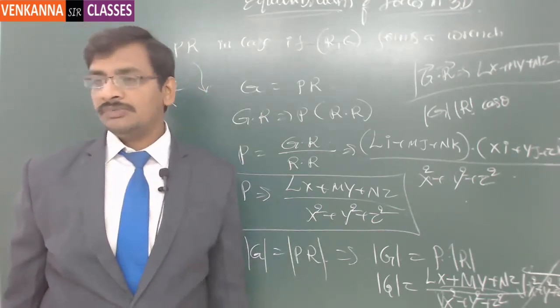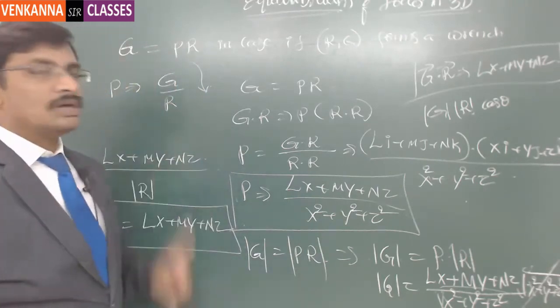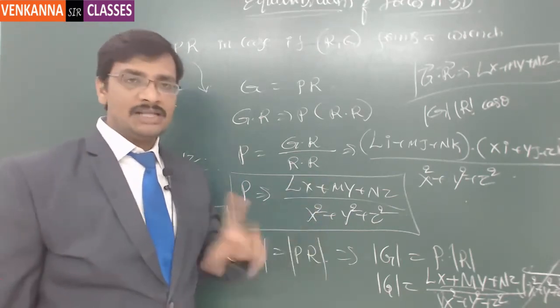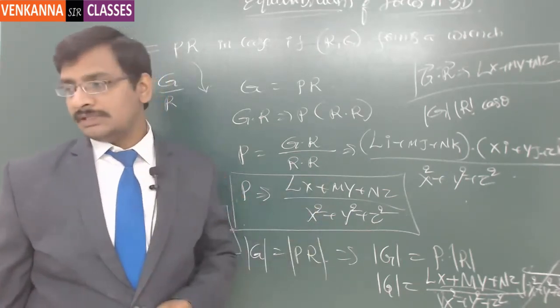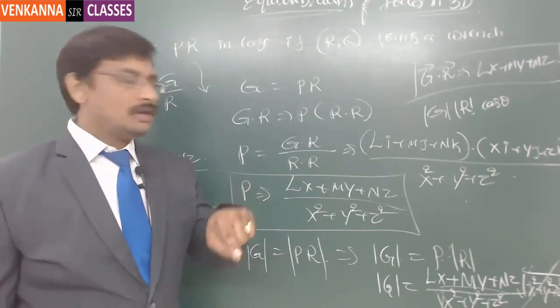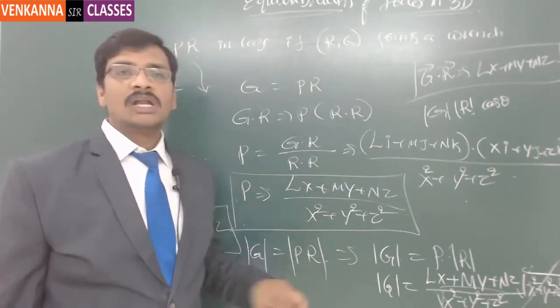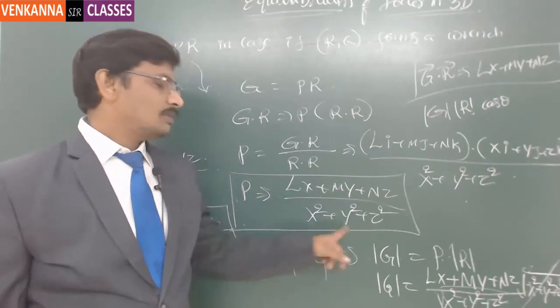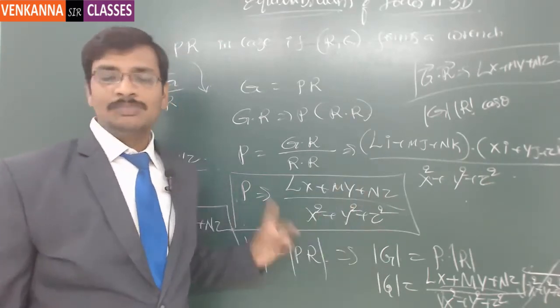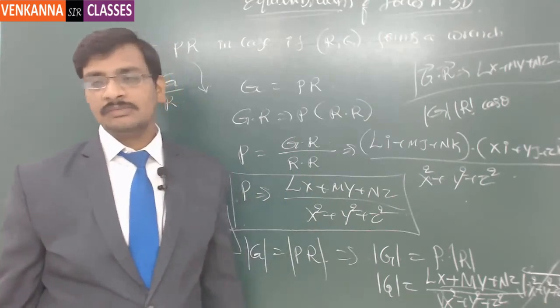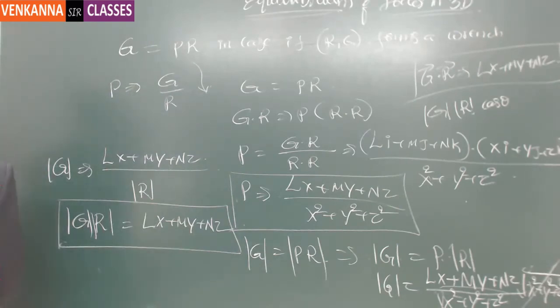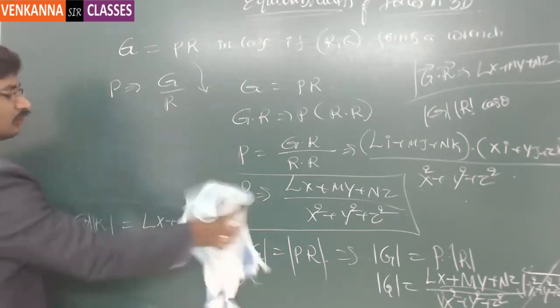Got it? Understood? So we can make use of the invariant values. Yesterday, I proved that these two values are invariant irrespective of the base point you selected. Now, with those invariants, we have calculated the pitch. Whatever base point you select, if you calculate Lx plus My plus Nz divided by x square plus y square plus z square, that gives the pitch of the wrench for that particular system of forces. Got it? Okay, you can note this down. So if P equal to 0, what can we infer?